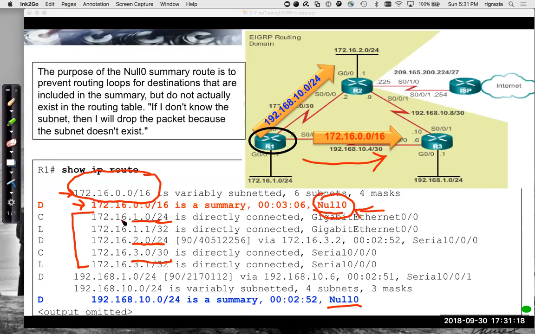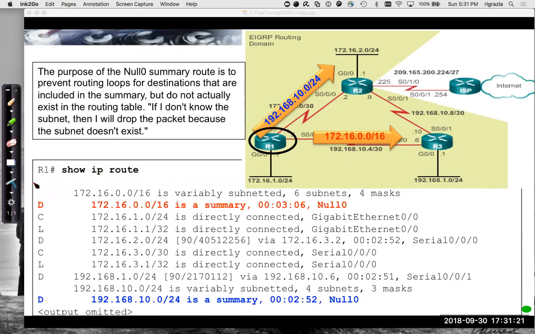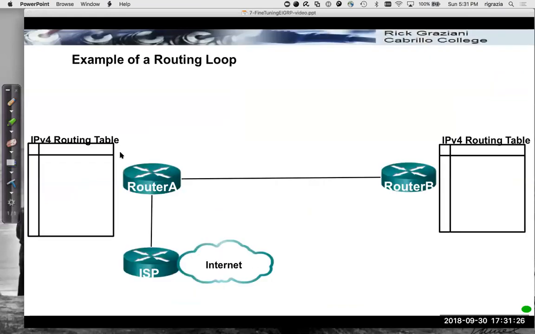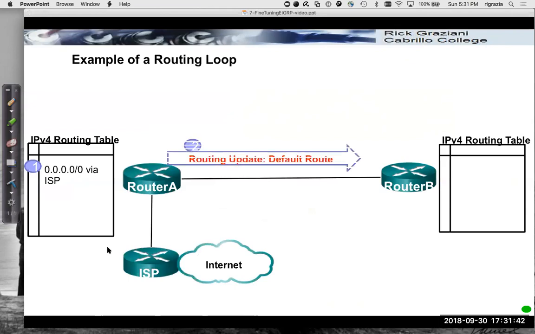Let's take a look at a routing loop example here, and that will help us make sense of it a little bit better. Here's an example of what would happen if we didn't have that null zero. Router A has a default route pointing to the ISP. It advertises that default route to router B. Let's say we're running EIGRP automatic summarization. Router B says, oh, great, I've got a default route out of my network via router A.